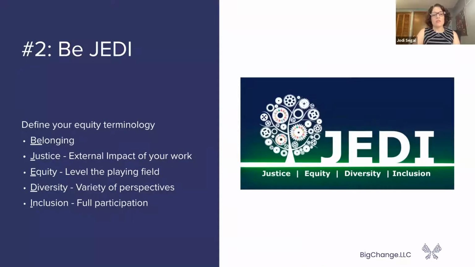There are a lot of acronyms in the field of equity using different combinations of these letters. Essentially, you want to define these terms within your organization so they become your vocabulary. Be sure to include words that describe both intention and words that address impact or results.